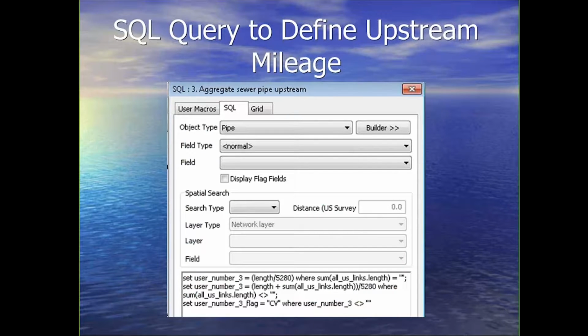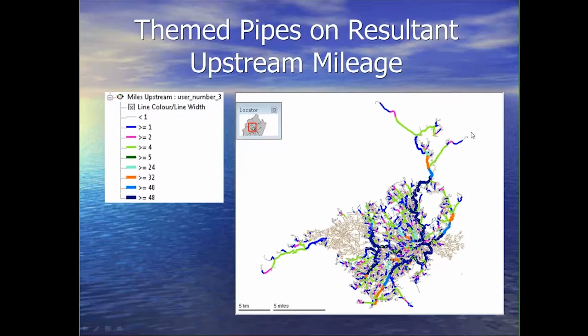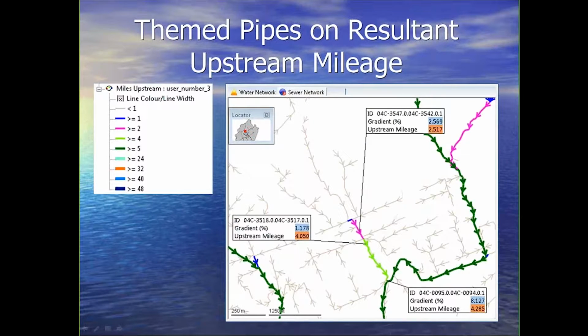So one of the first things we did then to define upstream mileage using Infonet is we just use this very simple query right here. It might look a little complicated if you're not used to seeing these, but it's very, very simple really. And we themed the pipes then on the resultant upstream mileage. So you can see all the colors through here. So if we zoom in on one particular area, we're seeing here that this light green is between 4 and 5 miles, and the magenta is between 2 and 4. And that's evidenced also by the upstream mileage indicated here.